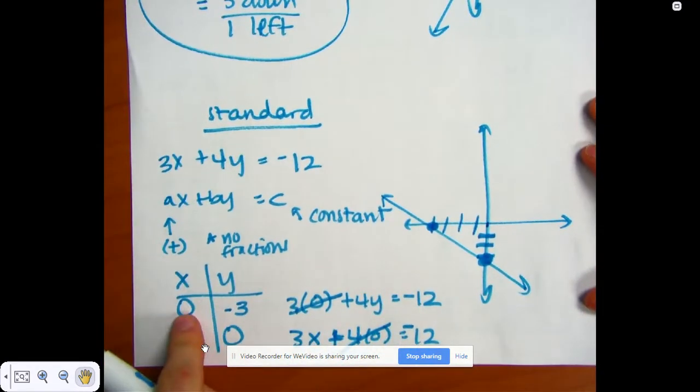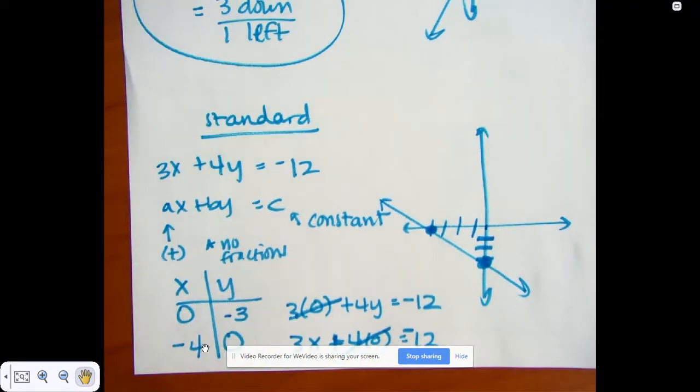So plug in 0 for your x, 0 for your y. Put an example in your card, okay? You have a 3x5 card, front and back, for your final.